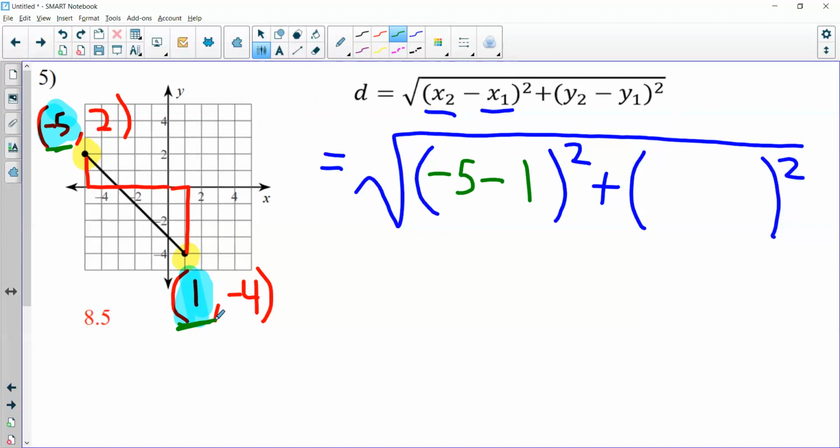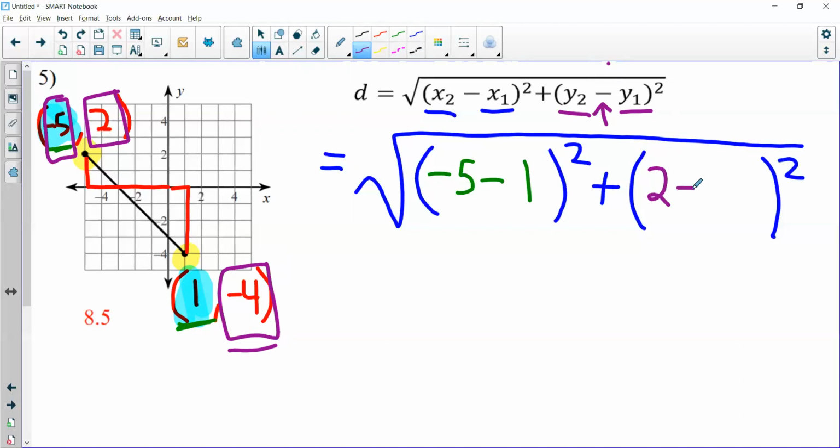Likewise, I will do y value minus the other y value. However, since we started with this x value, we will start with this y value. So that means we'll do 2 minus -4. Now be careful because we are subtracting a negative number. So when we write 2 minus -4, be careful with your signs. It should look like this: 2 minus -4.